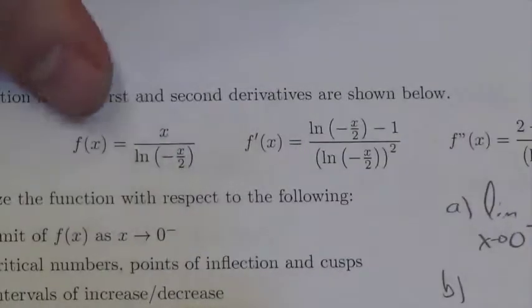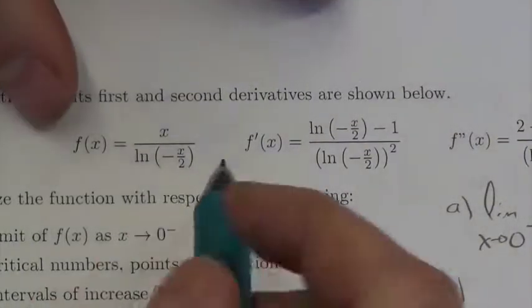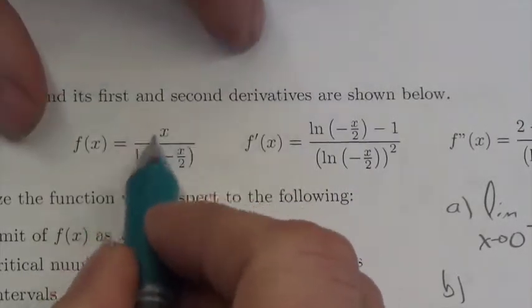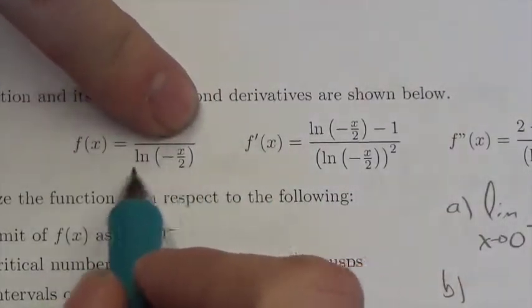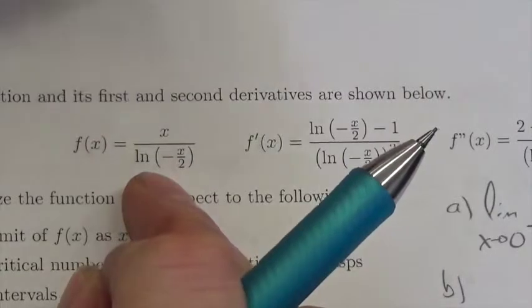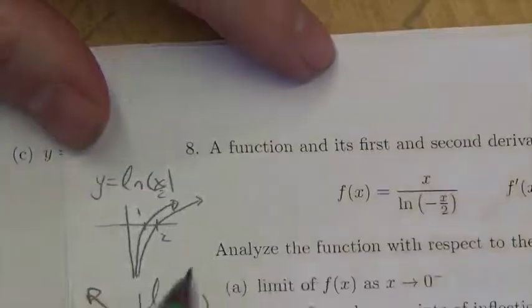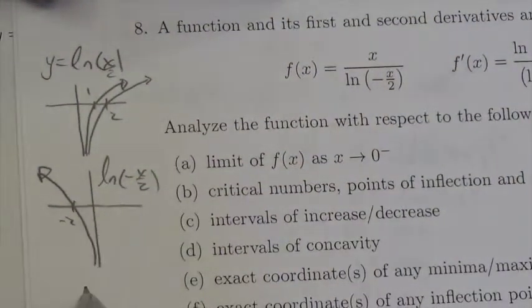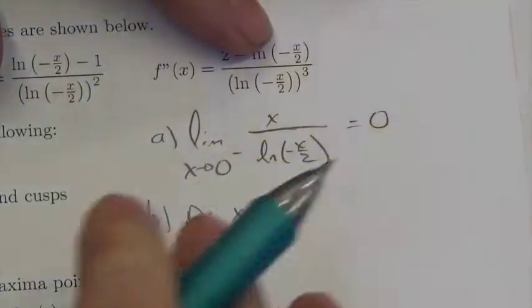However, I have to go back to my original function, because before I can make those judgments, I need to know what the domain of this function is. Because of this denominator, the numerator has no issues. It's all reals. But the denominator has a natural log, which means I've got a limited domain. Normally, the domain of a natural logarithm would be greater than 0, but in this case, because of the reflection, it's actually going to be less than 0. So my domain would be x is less than 0.